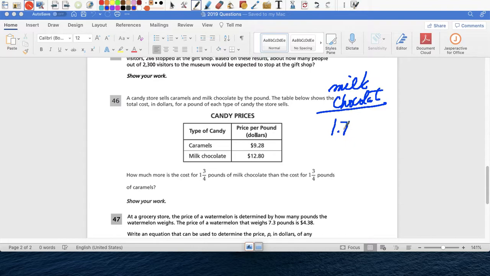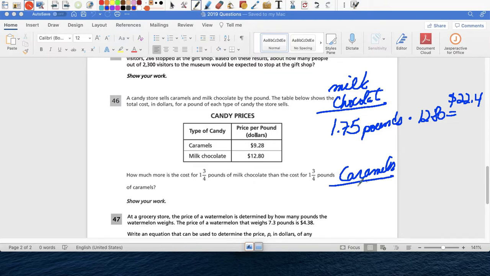If you want to change that to a decimal, you can. So 1.75 pounds times, and milk chocolate is 12.80 per pound. So 1.75 times 12.80 gives us a total of $22.40. That's how much you would pay for 1.75 pounds of milk chocolate. And if you bought caramels, the same exact 1.75 pounds, but caramel's a little bit cheaper, it's 9.28 per pound. So 1.75 times 9.28, and that gives us 16.24.